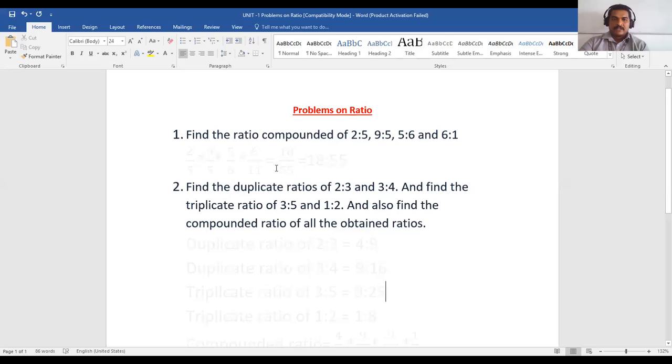Here the first question is: find the compounded ratio of 2 is to 5, 9 is to 5, 5 is to 6, and 6 is to 1. Ratios we can also write in terms of fractions. For example, the first ratio, 2 is to 5, we are able to write in terms of a fraction, that means 2 by 5.